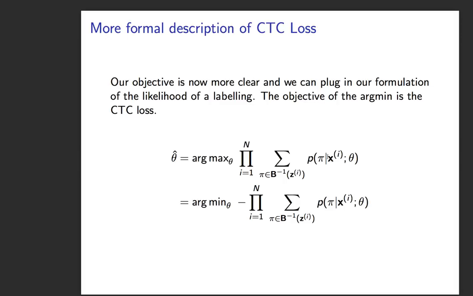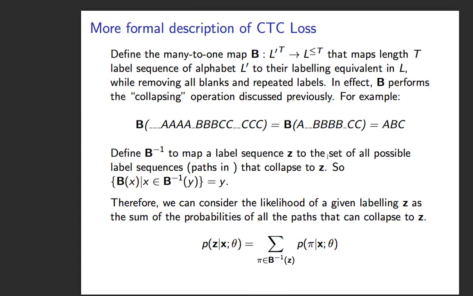For each of those labelings, if you do it naively, you need to go over all the possible paths, and there are a lot. Explain something about the Y. The Y shows up inside the set. Given this output label sequence, we apply B inverse to it to get the set of all the inputs that would collapse into that output label sequence. Then if we take an arbitrary element of that set and apply B to it, we get Y back.